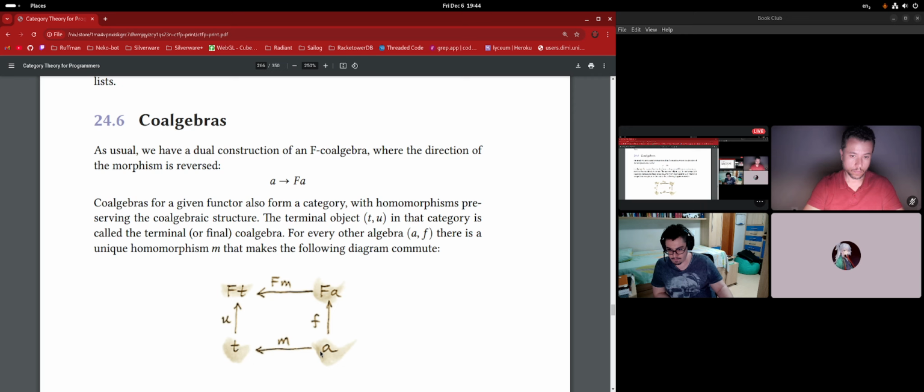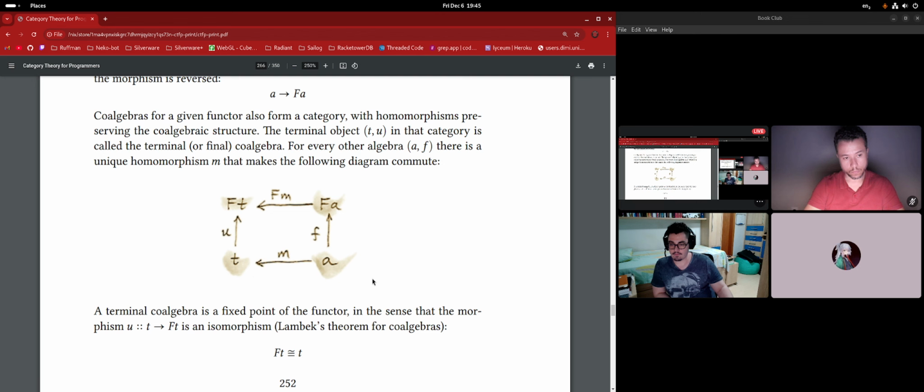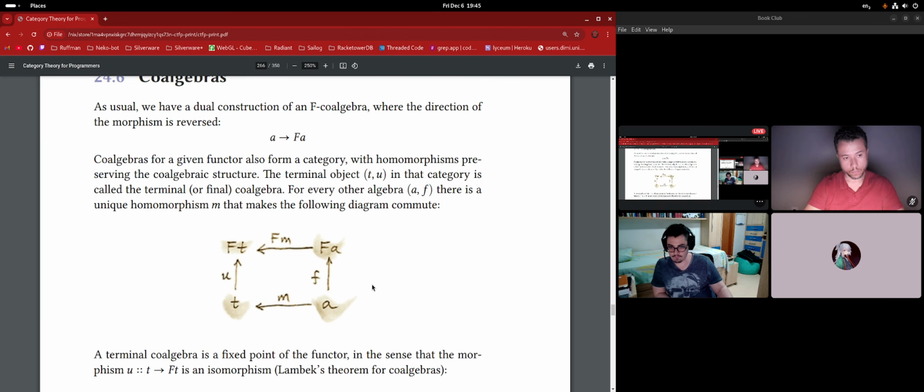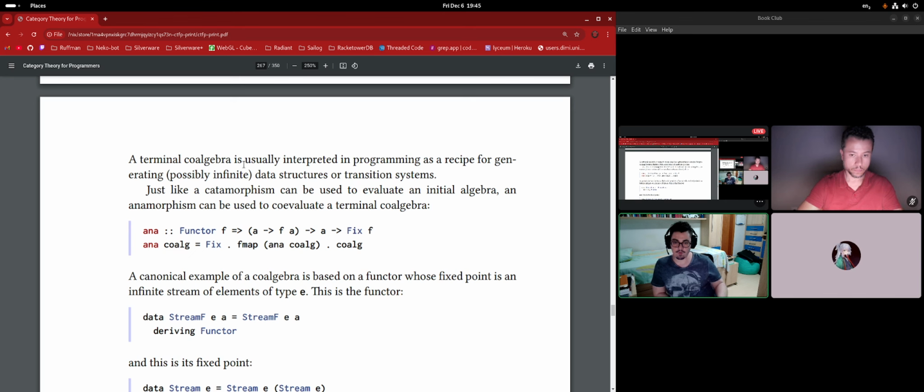So this is the same as we saw before, right? Yes, just flip the arrows. The terminal coalgebra is a fixed point of the functor in the sense that the morphism, this thing, is an isomorphism, symmetric to what we saw before. A terminal coalgebra is usually interpreted in programming as a recipe for generating data structures or transition systems. Just like a catamorphism can be used to evaluate an initial algebra, an anamorphism can be used to co-evaluate a terminal coalgebra.